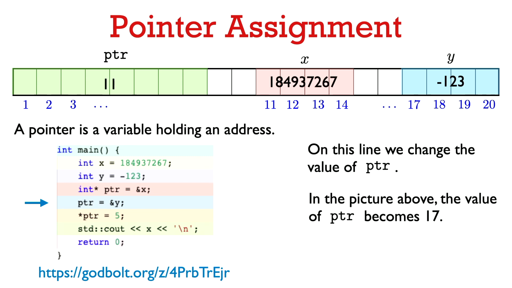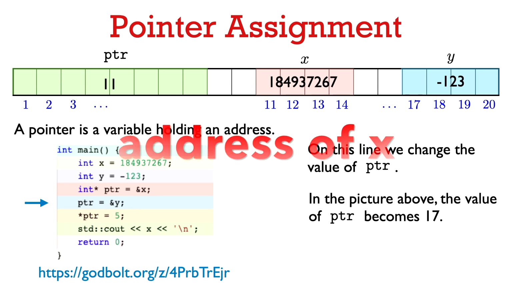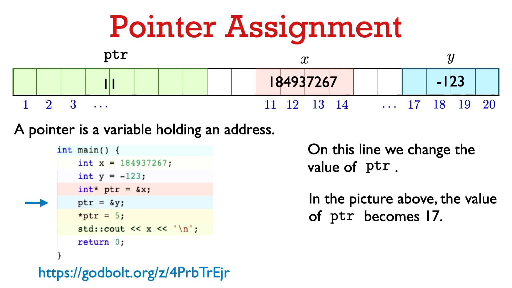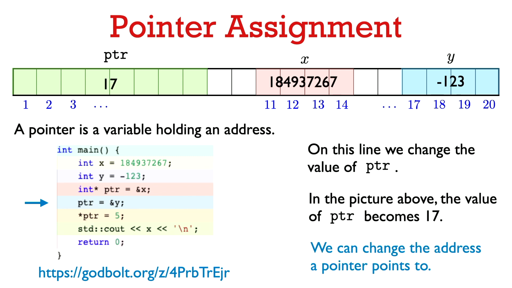So now at the line pointed to by the blue arrow, we actually change the value of pointer, right? When we initialized pointer on the previous line, we gave it the address of x, and then in the next line where the blue arrow is, we're changing the value of the pointer to be the address of y. So now in our picture, the value of pointer changes from 11 to 17, because the first byte of y has address 17. So we can change the address that the pointer points to.